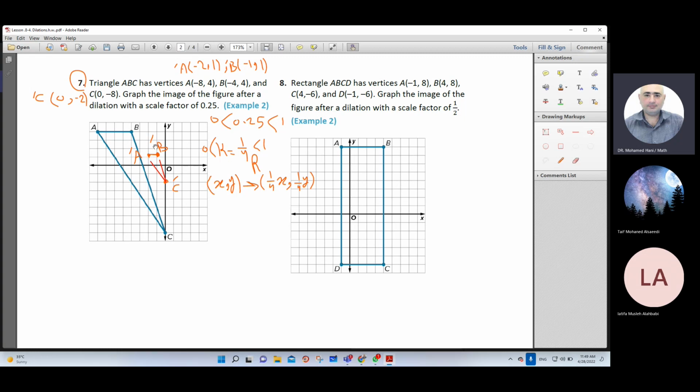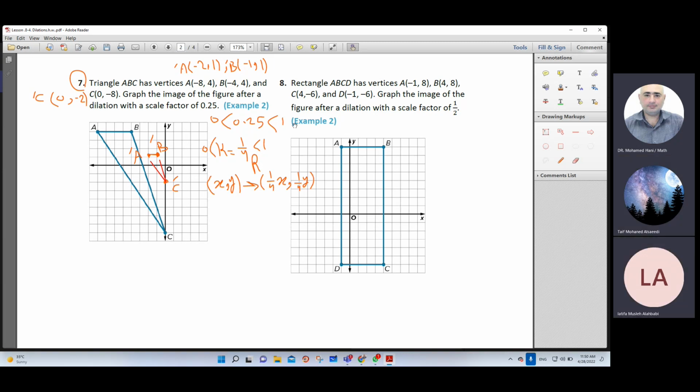So as you see, we have A prime, B prime, C prime, the same figure as A, B, C, but here we have reduction. It means the image will be smaller than the pre-image. Who has any question about this idea? Is it clear for all girls? Okay. Yes, Mr.